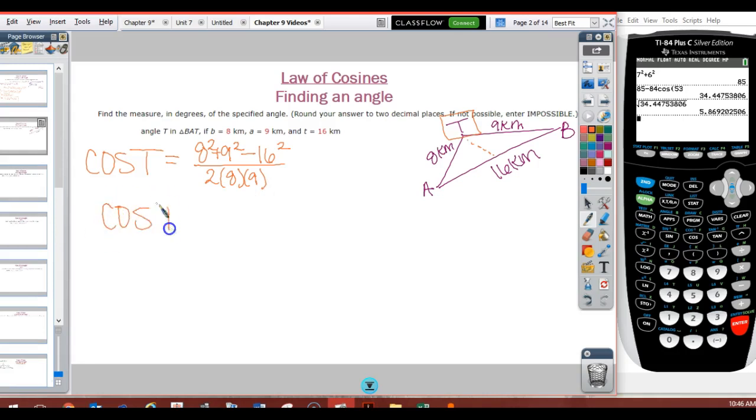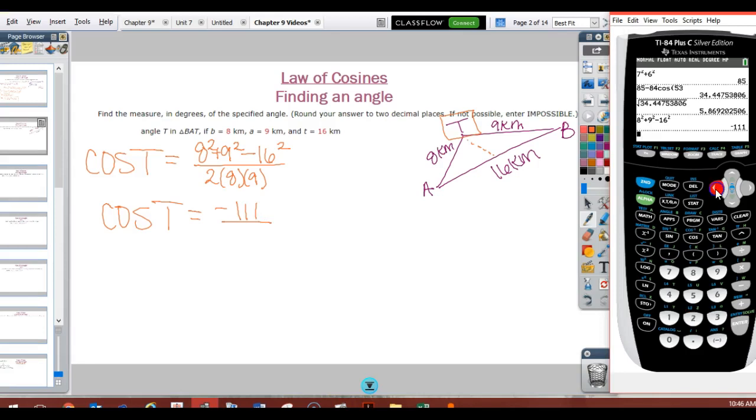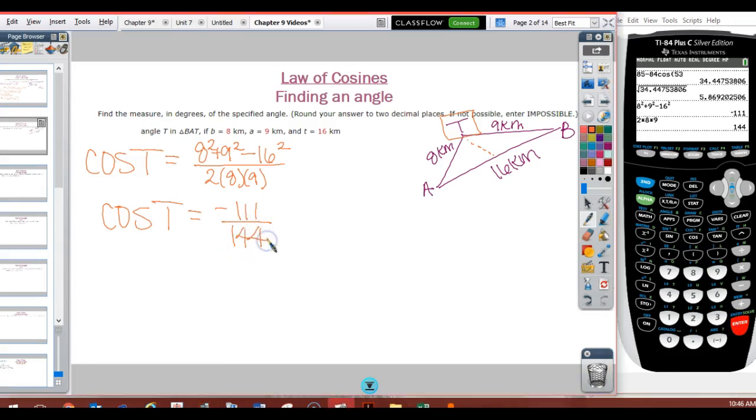To avoid making any small calculating error, it may be a good idea to do the numerator and the denominator separately. So you could take 8 squared plus 9 squared minus 16 squared. And we end up getting negative 111. Divided by 2 times 8 times 9, and so that will end up giving us 144. From here, we know that when we're searching for angles, we have to take the inverse, and so T will be equal to the cosine inverse of this ratio.